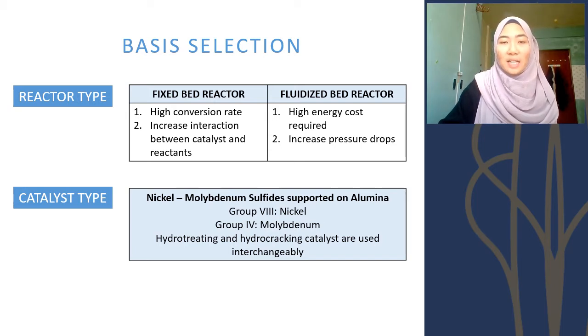For the hydrocracking catalyst, these catalysts are dual function catalysts, in which the hydrotreating catalyst, mostly nickel and molybdenum, provides the hydrogenation function. Meanwhile, the acid components will provide the hydrocracking function. The processes are used interchangeably with respect to the operated catalyst. Hence, in this project, the nickel molybdenum sulfides supported on alumina is selected as the most feasible catalyst for the hydrotreating and hydrocracking process due to the high converted product obtained.